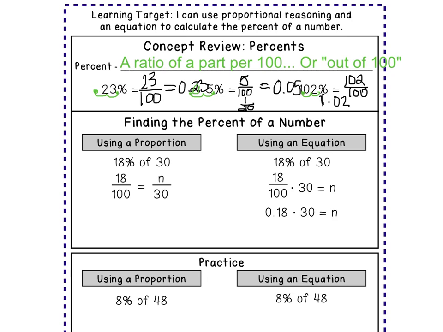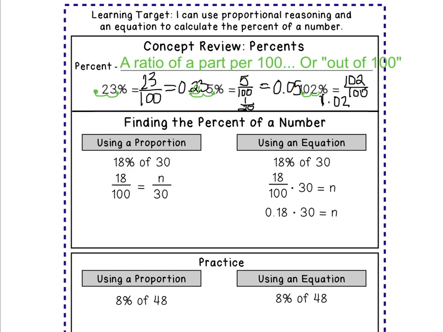Okay, let's go ahead and practice finding the percent of a number. Remember, there are 2 different ways to set up the proportion. There is is over of equals percent over 100, or percent over 100 equals is over of. So in this problem we have 18% of 30. In this case, we're doing percent over 100 equals is over of. They're going to get you the same answers as is over of equals percent over 100.